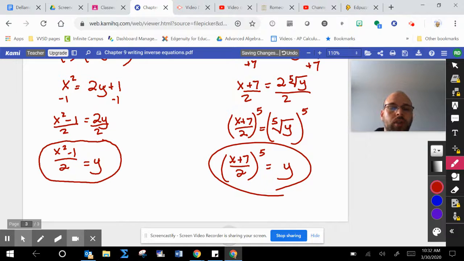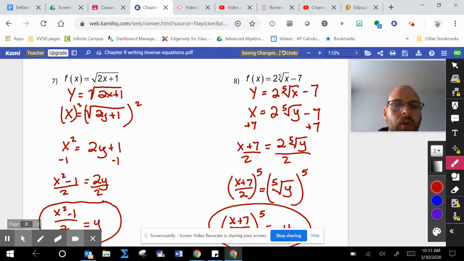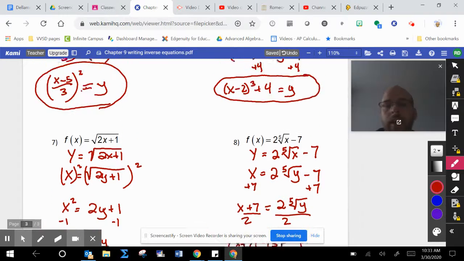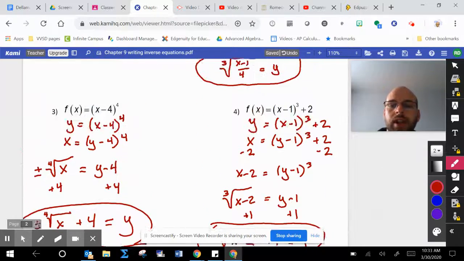So I'm hoping you guys all learned something about how to write the inverse equation of a function. Ultimately, step one, to write it as y equals, transpose your x and y's, and then just isolate your y. And every problem is going to have different operations. So you just kind of have to take your time.